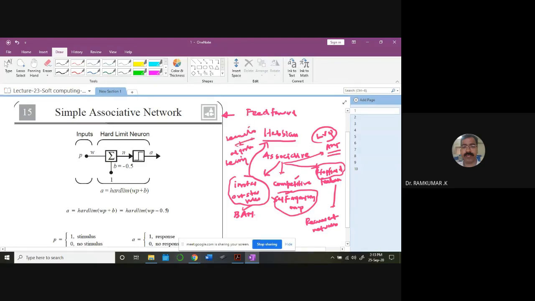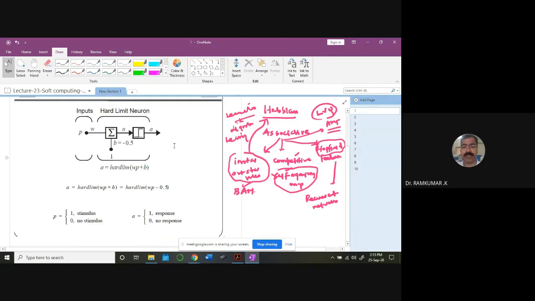Okay, let us try to understand it one by one. So this is a simple associative network we've been talking about. So P is the input signal. When the value of P is 1, there is a stimulus to the system, and the output is the response, which is 1. No stimulus, no response.